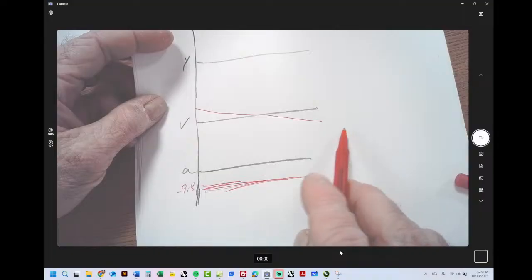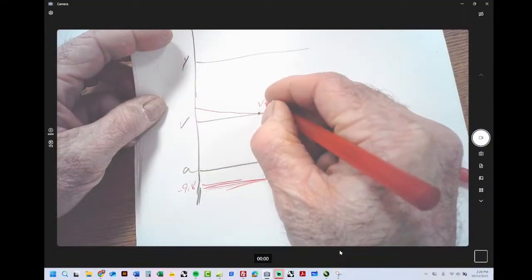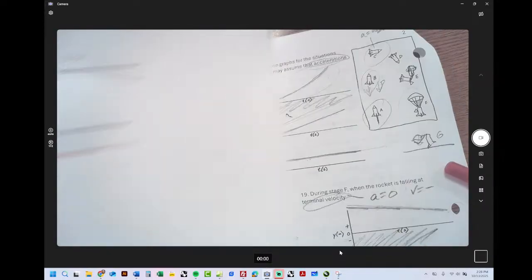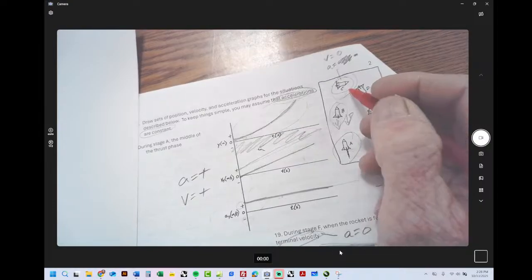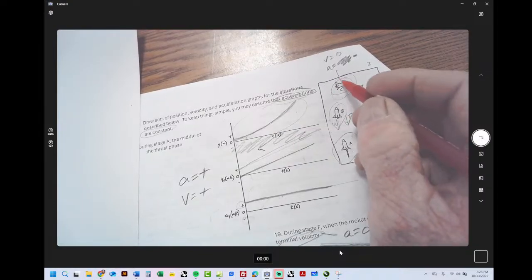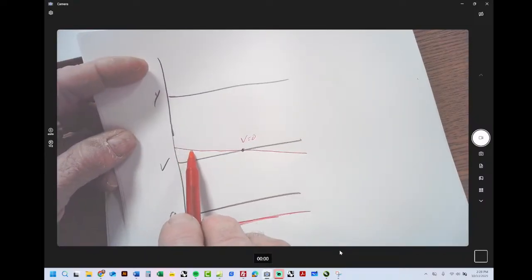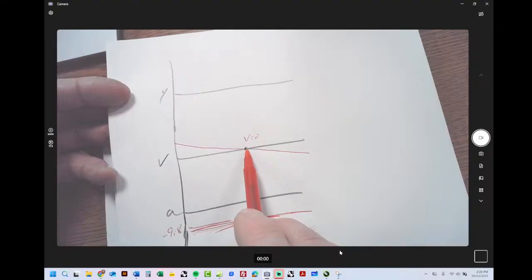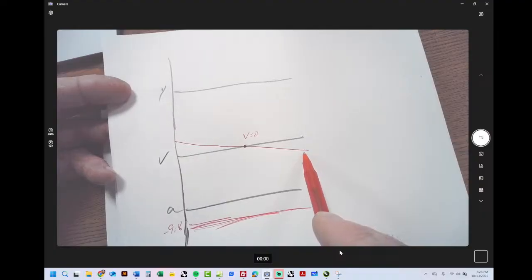And it should cross through 0 here, so there. That's when the velocity is 0. So if I show a graph of velocity for a moment, when it's at the top, what you're going to see is, right as it's almost at the top, the velocity is positive. Then at the top, the velocity is 0. And then as it starts to come down, the velocity is negative.